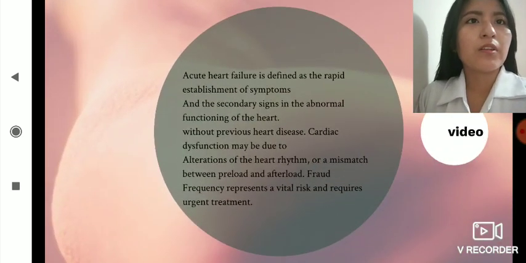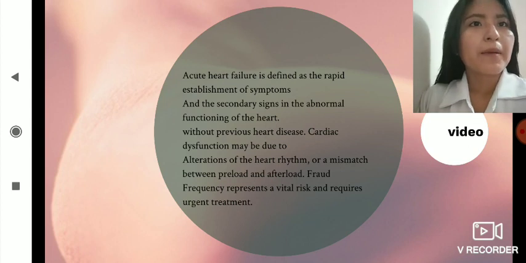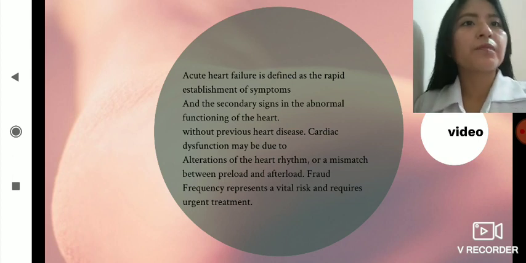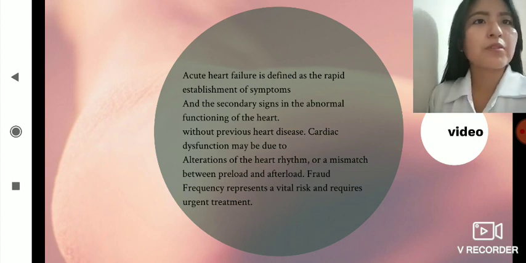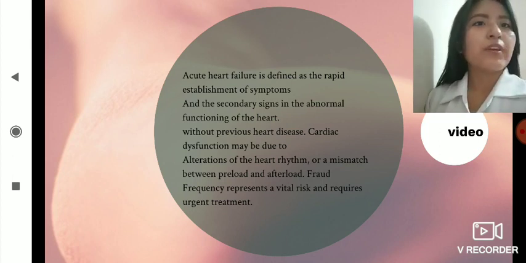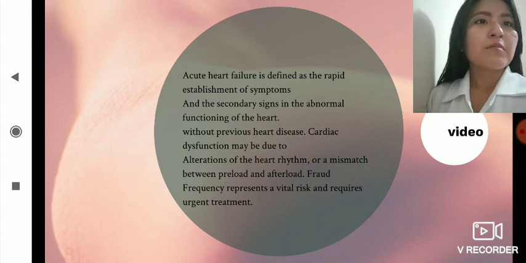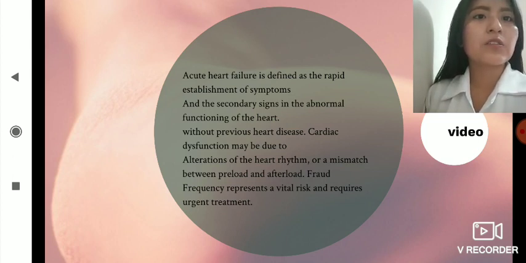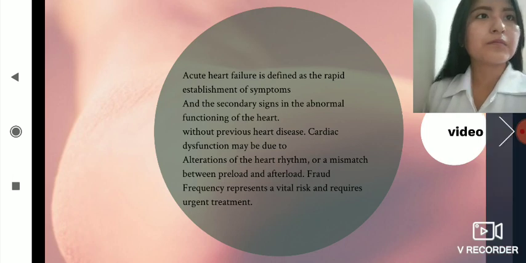Acute heart failure is defined as the rapid establishment of symptoms and secondary signs in the normal functioning of the heart without previous heart disease. Cardiac dysfunction may be due to alteration of the heart rate or a mismatch between preload and afterload. Heart failure represents a vital risk and requires urgent treatment.